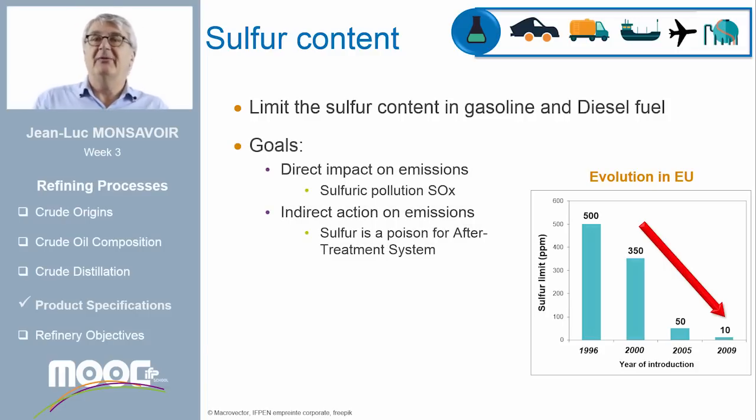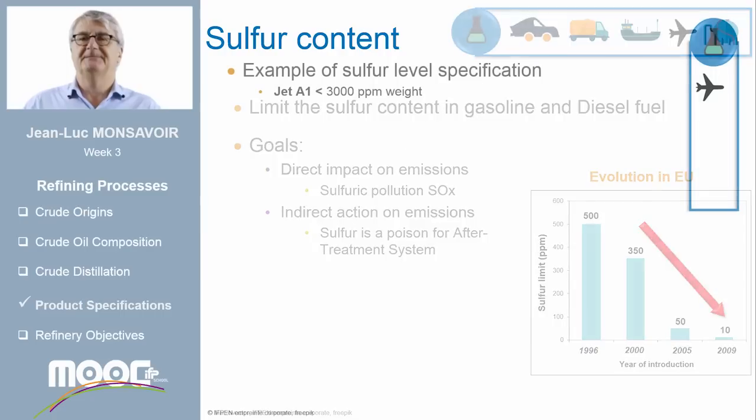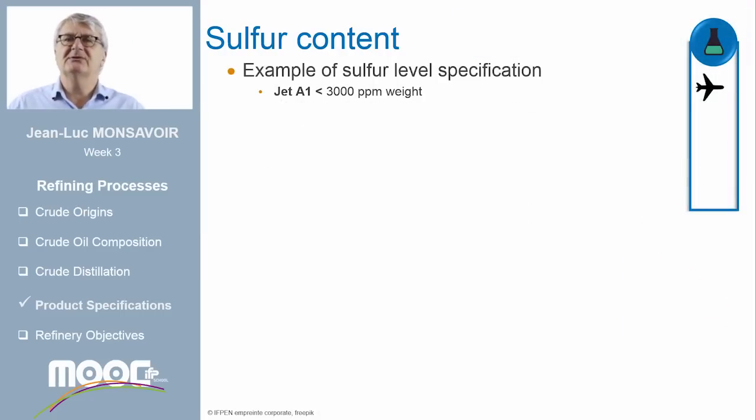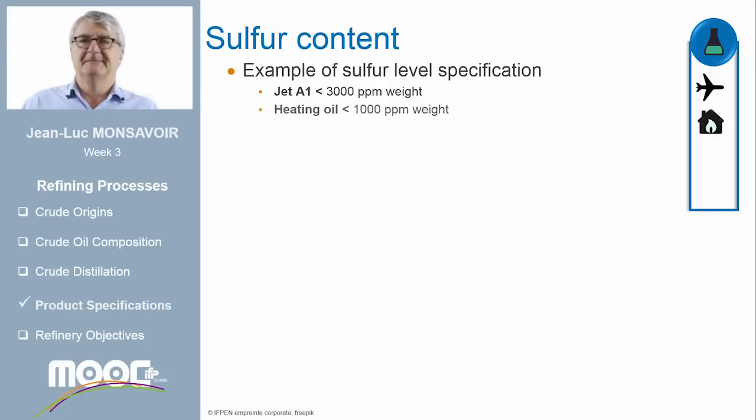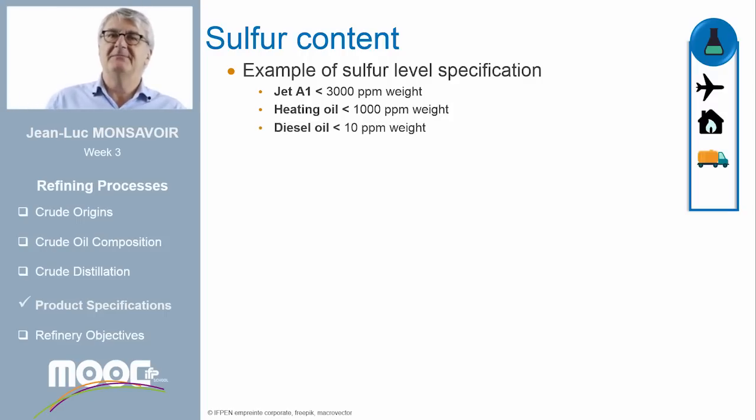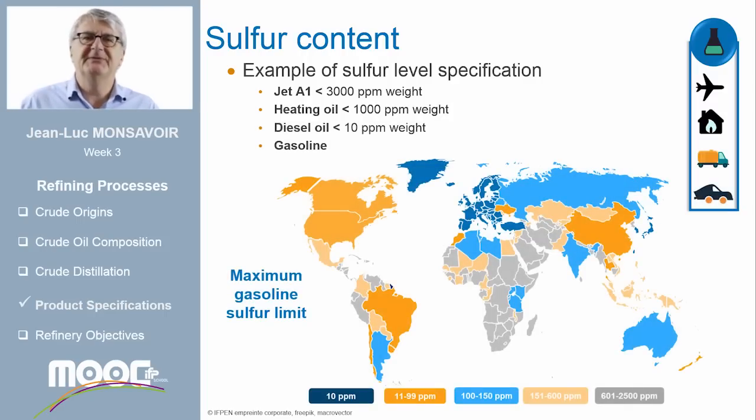Sulfur from fuels has a direct impact on environmental emissions. It contributes to sulfuric emissions, such as sulfur oxides. Moreover, sulfur is a poison for the after-treatment systems, which are used in many vehicles. In Europe, for instance, the sulfur level specification for Jet A1 is 3000 ppm weight. For heating oil, it is 1000 ppm weight, and for diesel oil, 10 ppm weight. Sulfur specifications vary depending on the area of the world. This map presents the maximum sulfur limit for gasoline all over the world.